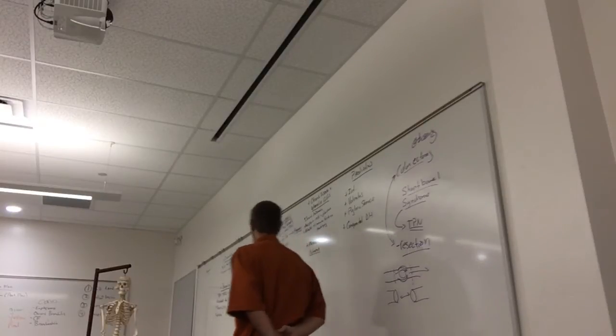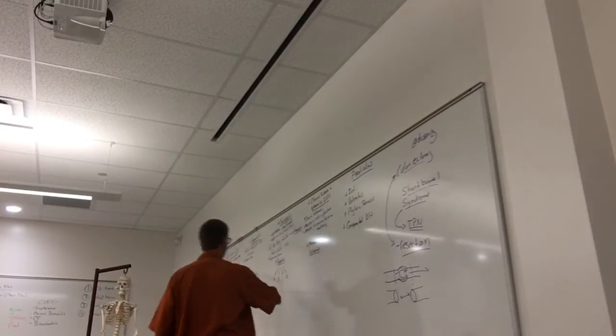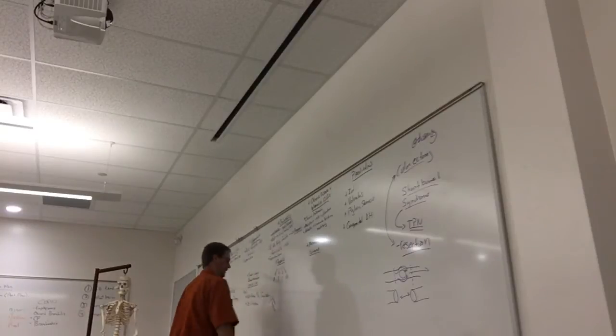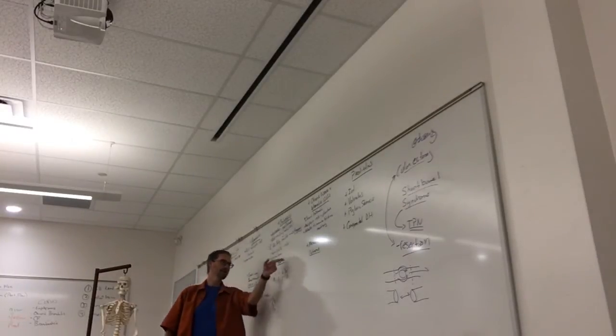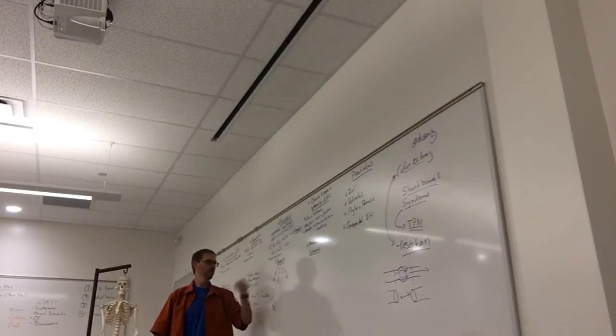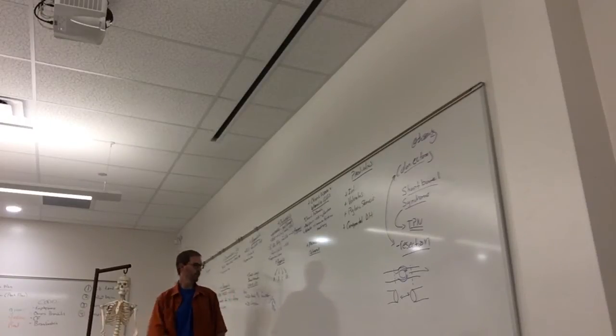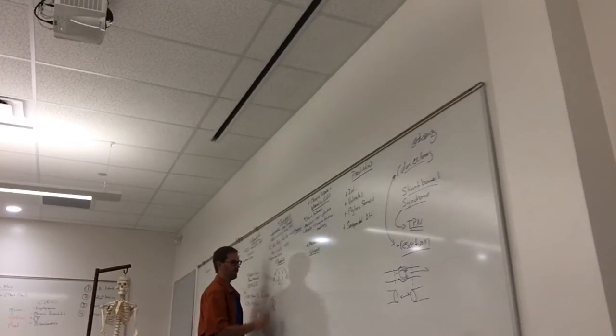All right, and then finally I do want to talk about hepatitis real quick. How many forms of hepatitis? Well, what is hepatitis, first of all? Inflammation of the liver. And how many forms do we have? Lots and lots and lots. The major forms are A, B, and C. These are ones we run into a lot.